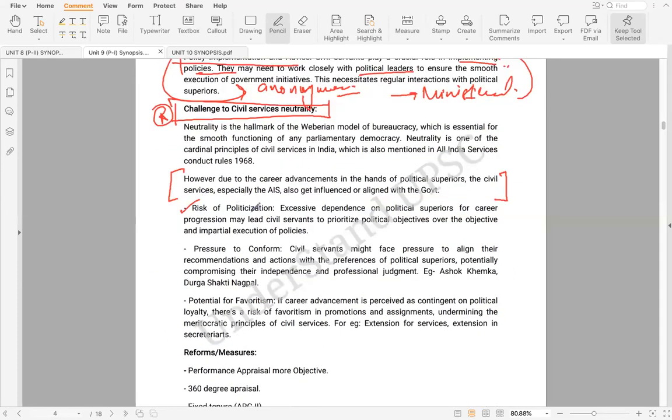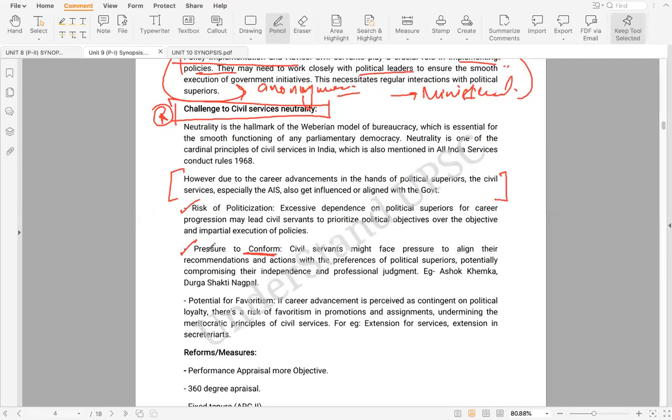There's a risk of politicization, so excessive dependence on the political superiors for career progression may lead civil servants to prioritize political objectives over objective and impartial execution. There's a pressure to conform to the ideals of the political executive, which might not be the ideals of the welfare of the people. Civil servants might face pressure to align their recommendations and actions with the preferences of political superiors, potentially compromising their own independence and professional judgment. For example, Ashok Khemka and Durga Shakti Nagpal, all of these examples can be directly quoted.